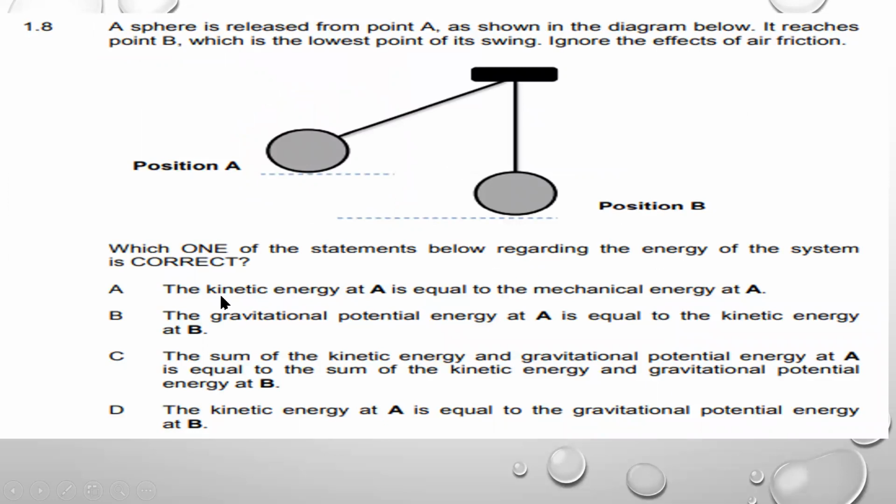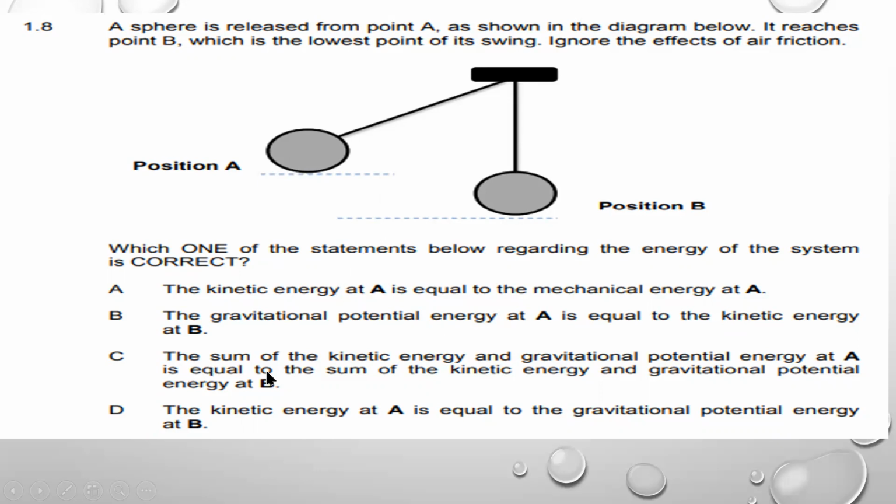Okay, let's see what they ask. Which one is correct for this system? Let's see. All right, object coming from A to B. Okay, kinetic energy is equal to mechanical energy at A. Okay, first option. And then gravitational potential energy at A is equal to kinetic energy at B. But we are not sure about it because at position B, it starts from 0 or, okay, diagram. All right, let's check all options.